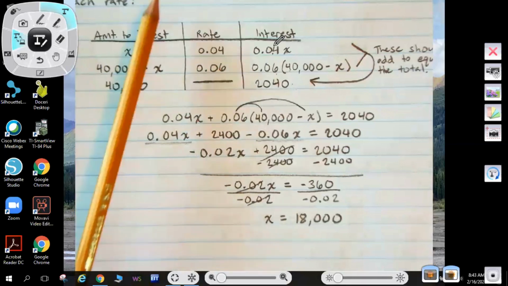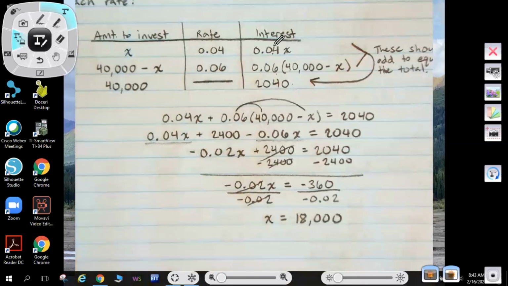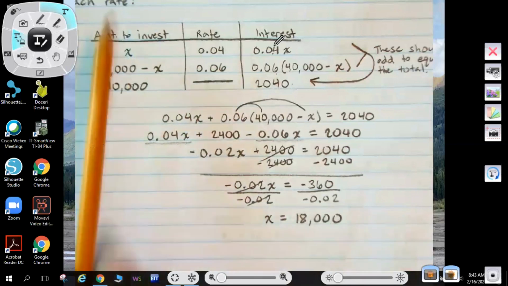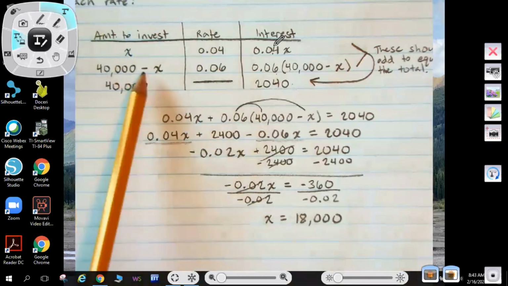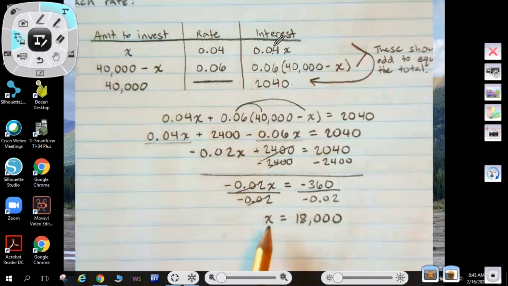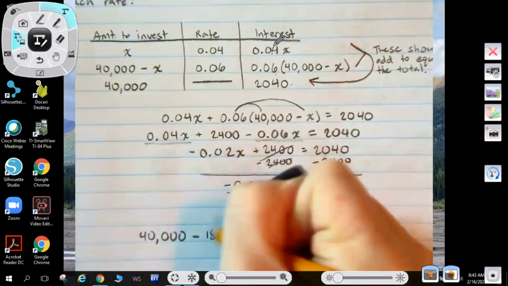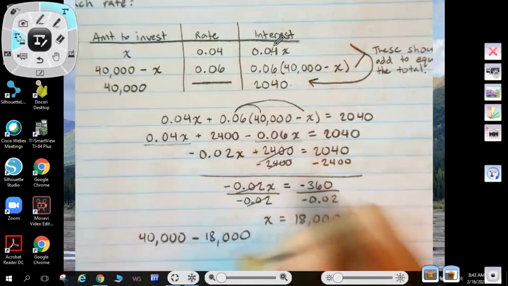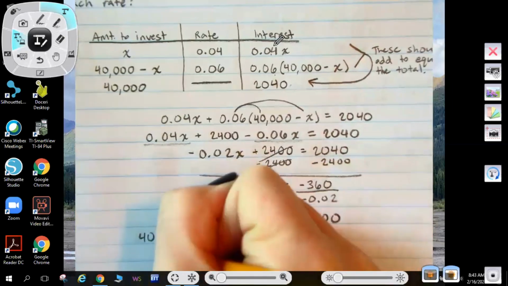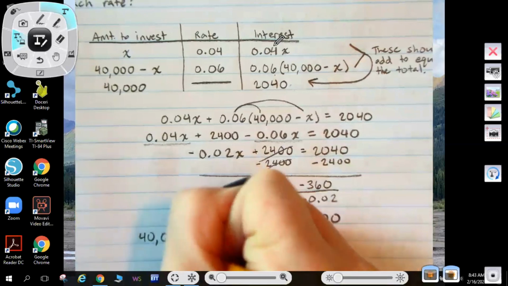The question that we're asked is how much should he invest at each rate? So we know the amount that he should invest at 4%. We still don't know what amount he should invest at 6%, but we know that that amount is 40,000 minus x. And now that we know x, we can find that value. 40,000 minus 18,000 is $22,000.